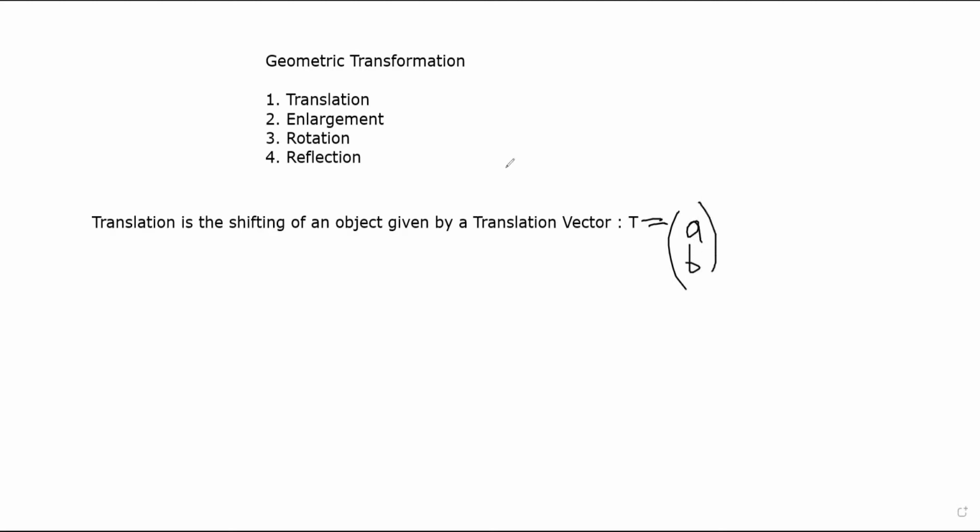And what does this (A, B) mean? It means that the object moves A units to the right, and that is if A is positive. It moves A units to the right, and put in brackets, if A is positive.